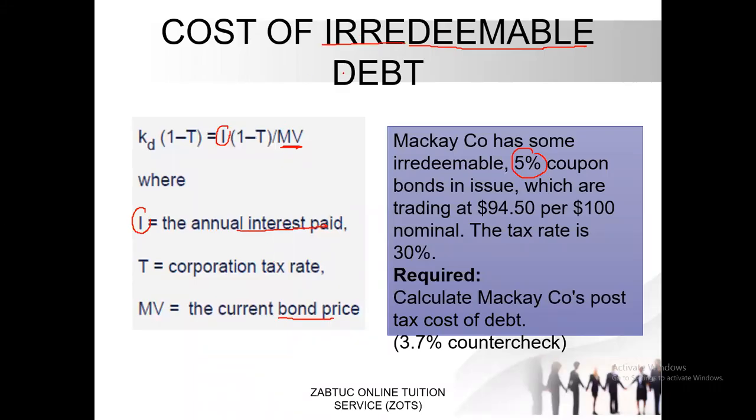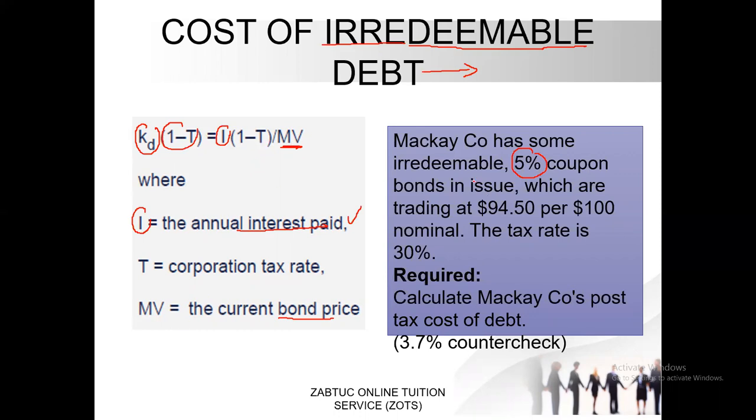So if a bond is irredeemable, which is rare at this level, it's unlikely that you deal with this situation. But if the bond is irredeemable, the cost of such a bond after tax is found by the interest, you knock off the tax, over the market value of the bond.